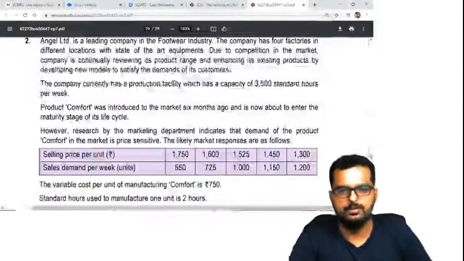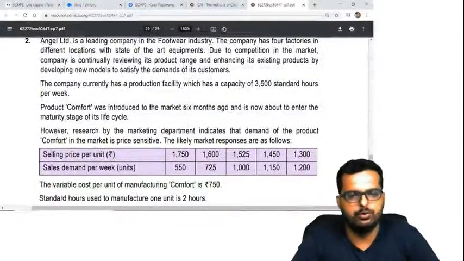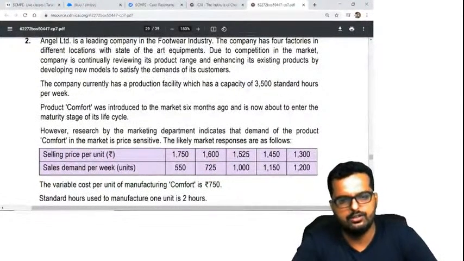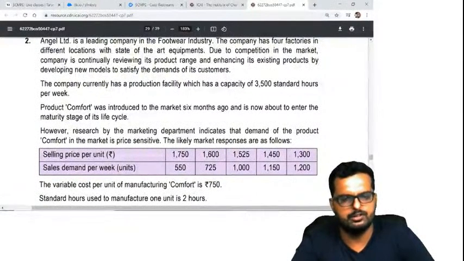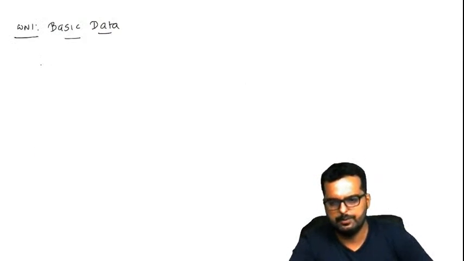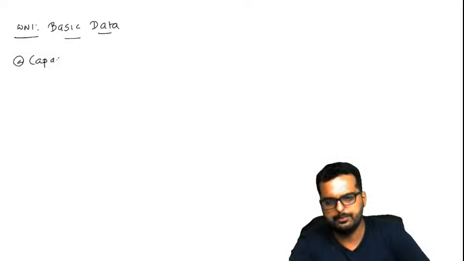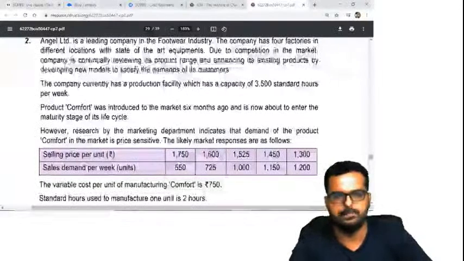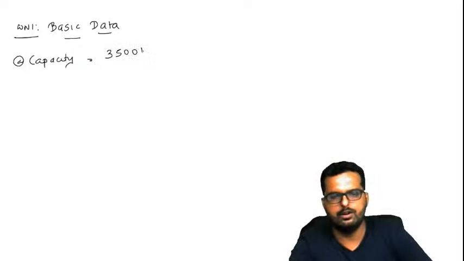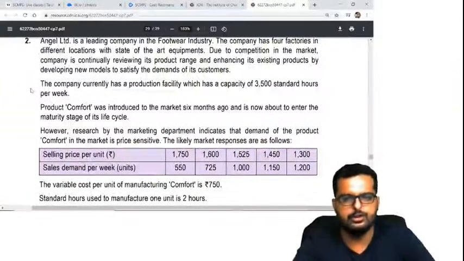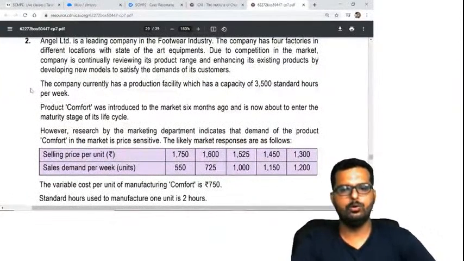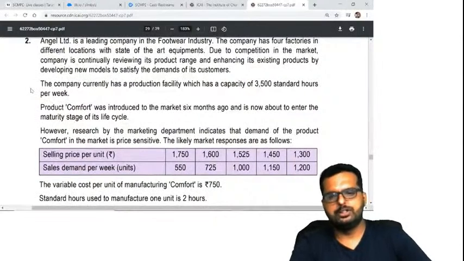Alright? Now Angel is a leading company in the footwear industry. It has got 4 factories, and due to competition is reviewing its product range and enhancing its existing products. The company currently has a production facility which is up to how many hours? Okay. So the capacity which is available with the company is 3,500 hours per week. Everybody clear so far? Product comfort was introduced to the market 6 months ago and now it is coming into its maturity stage.